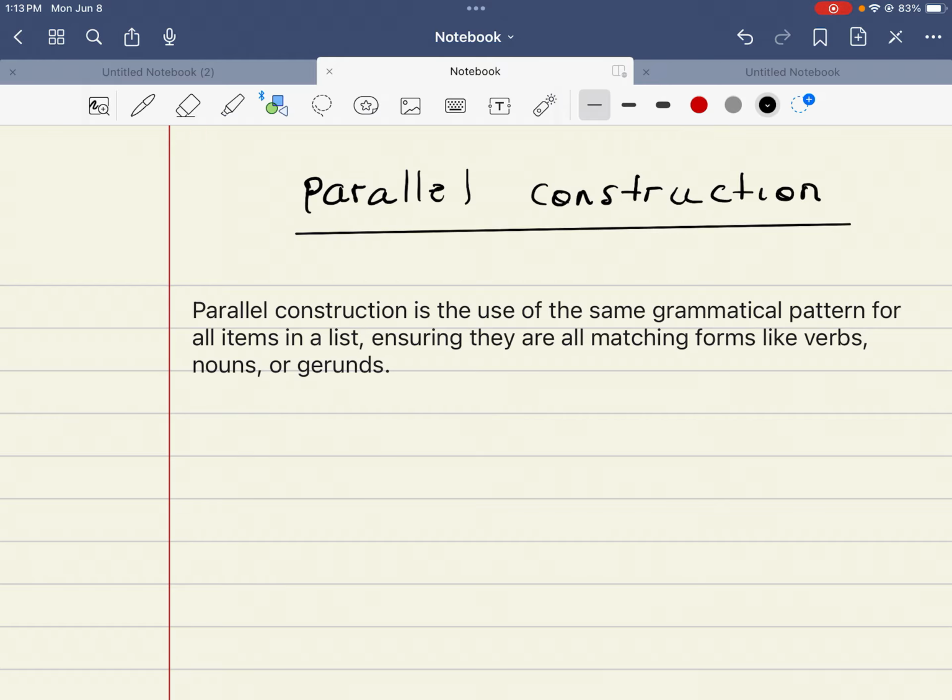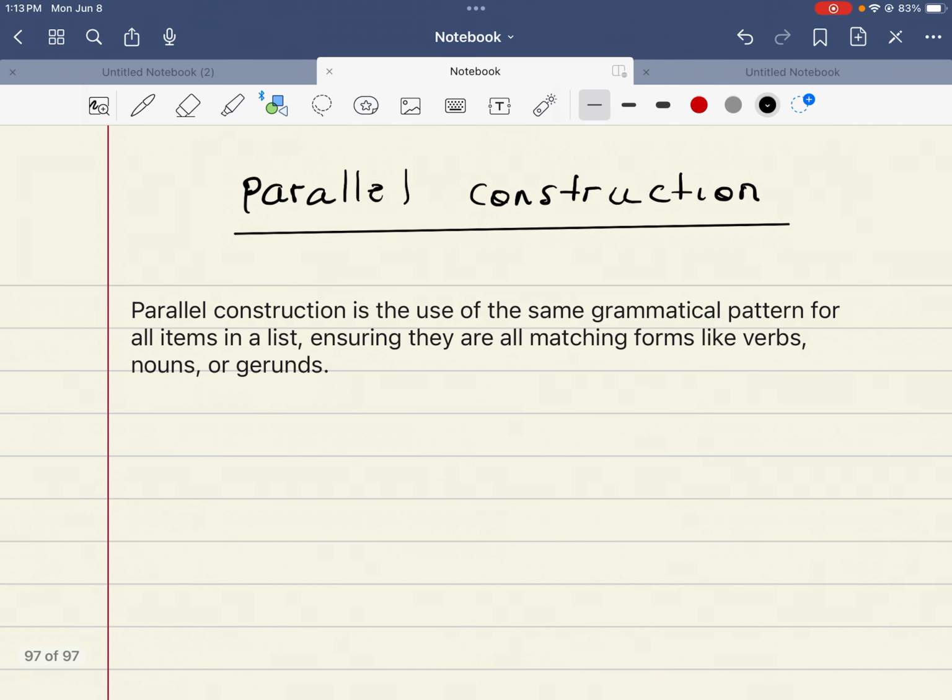So let's learn what parallel construction is. This is something that you're going to really want to remember when writing. It's very important. And I have a definition here for you. So parallel construction is the use of the same grammatical pattern for all items in the list, ensuring that they're all matching forms like verbs, nouns, or gerunds. So just reading this is not very clear, so I'm going to give you some examples.